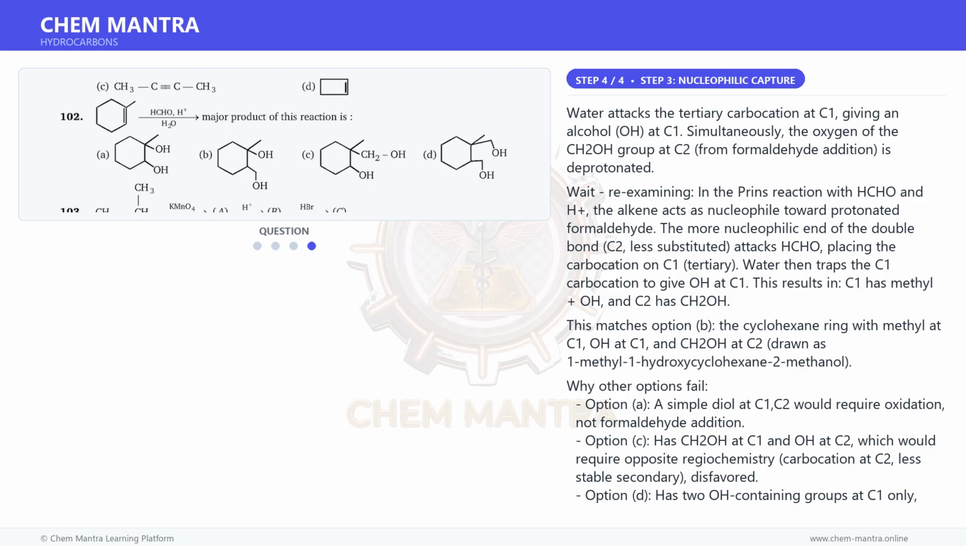1-methyl-1-hydroxycyclohexane 2-methanol. Why other options fail? Option A, a simple diol at C1, C2, would require oxidation, not formaldehyde addition. Option C has CH2OH at C1 and OH at C2, which would require opposite regiochemistry, carbocation at C2, less stable, secondary, disfavored. Option D has two OH containing groups at C1 only, inconsistent with Prins mechanism.